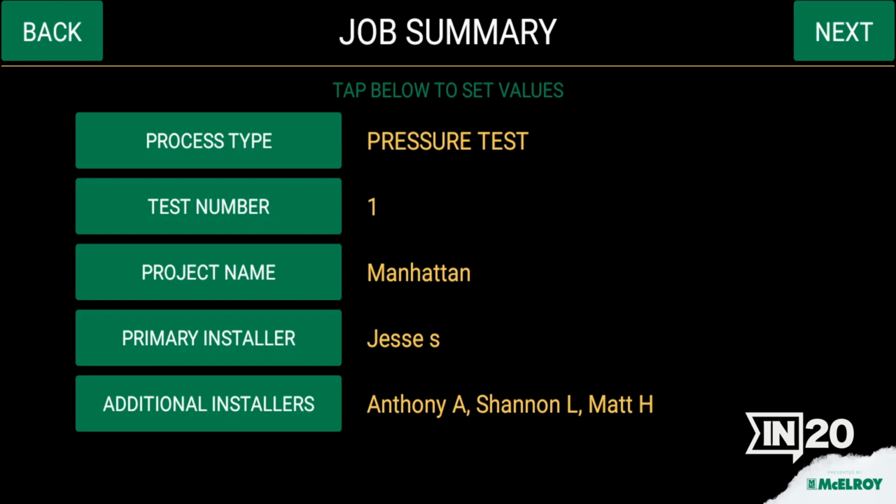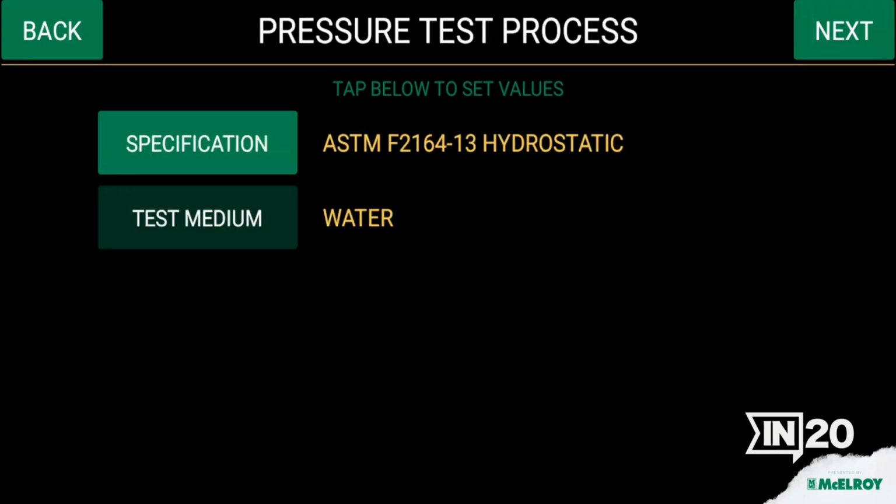These can be whatever you want. So on a project name, that needs to be something that you'll recognize because that's one of the ways that we'll be able to sort data later. Primary installers, who did it? Additional installers, anybody who helped. Again, these can be whatever you want them to be.